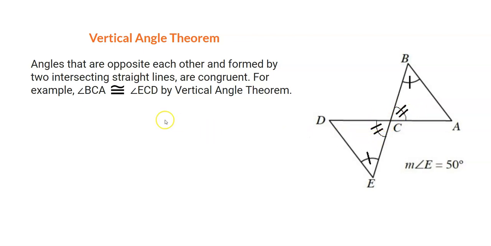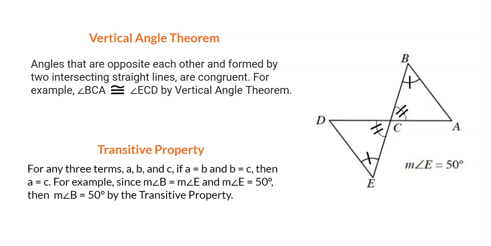It's the same idea when we have our angle BCA. Our angle BCA is congruent to angle ECD because of the vertical angle theorem. Another definition we're going to use is the transitive property, which states that basically if you have A, B, and C, if AB and BC are equal, then so is AC. If you're given angle B and BE are equal to each other, if angle E is 50 degrees, then angle B would have to be 50 degrees as well because of the transitive property.